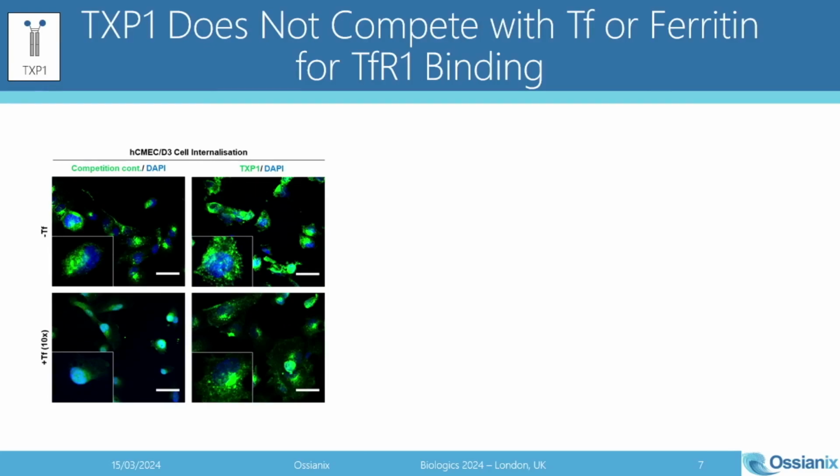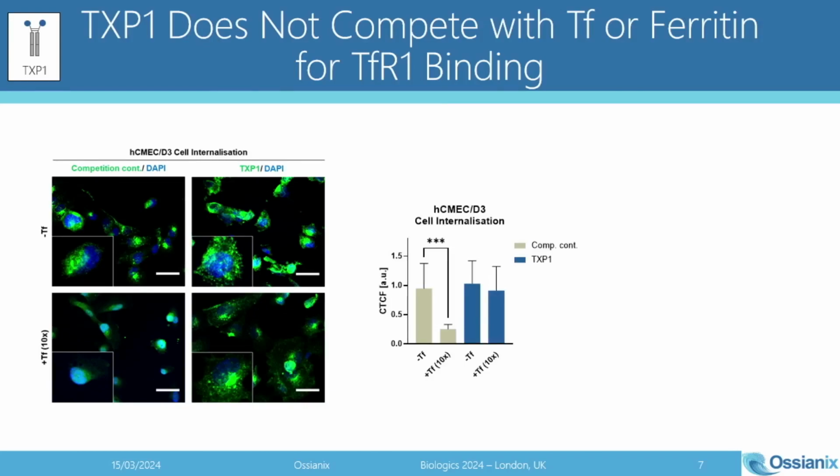So we're testing that extensively during the screening process, and one of the methods that we looked at is the internalization in hCMEC/D3 cells of TXP1 on its own or in the excessive presence of transferrin. And you can see on the right-hand side the internalization of TXP1 without or with transferrin is unaffected, unlike the other antibody that we use as a control that we know competes with transferrin for the TFR1 binding and internalization. We've done quite extensive studies on that.